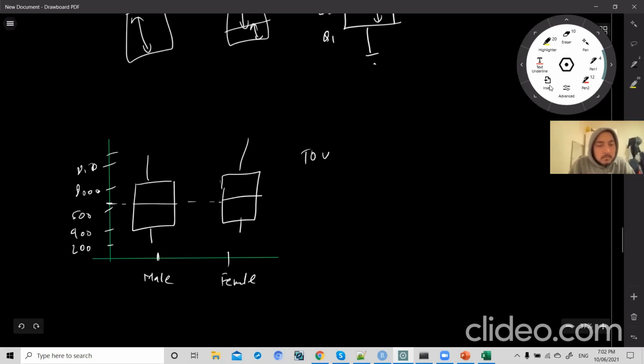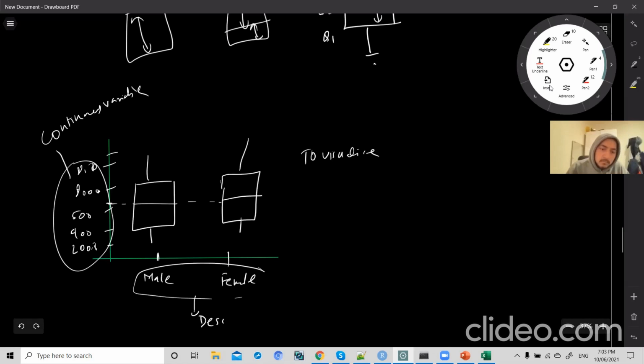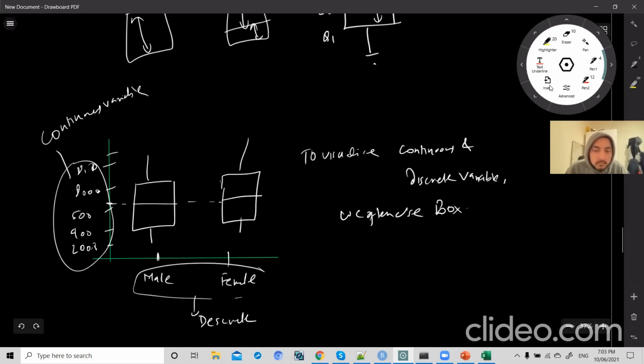So to visualize this, this one is your continuous variable, right? Height can be 205 centimeters, 25.8, so this is a continuous variable. And this is your discrete variable, right? So to visualize a continuous and discrete variable, we often use a box plot. So this is one case of using a box plot.